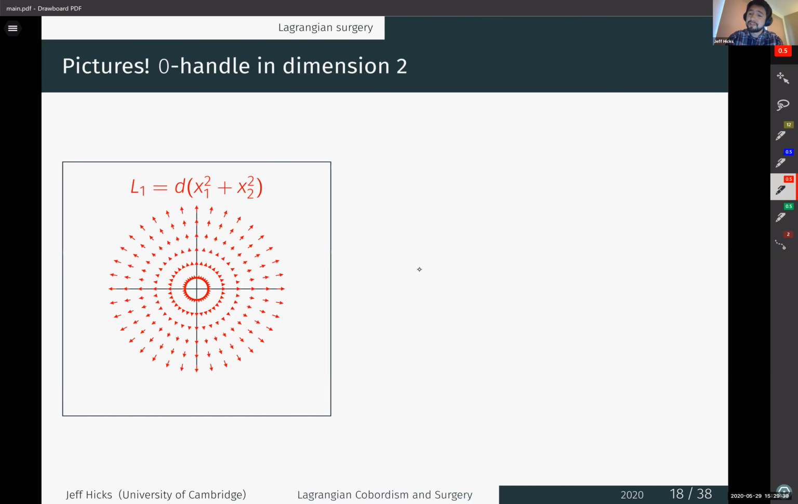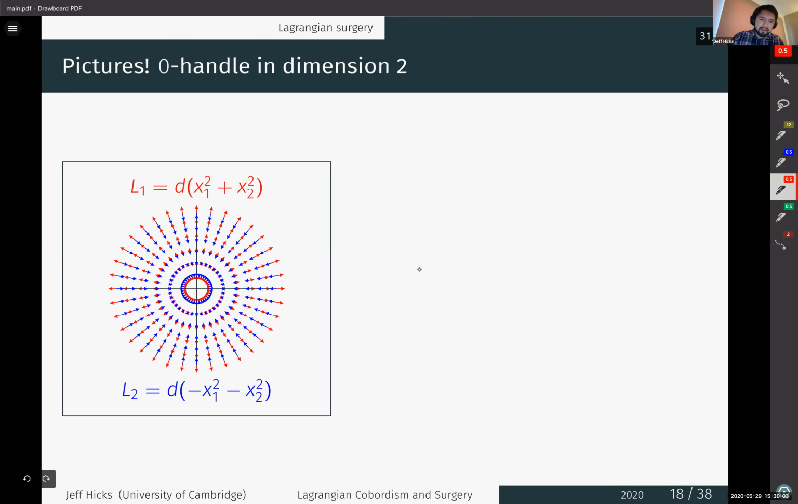So I'm going to draw some Lagrangians inside of T star R2. And the way that I'm going to draw these Lagrangians is that I'm going to represent them as sections of the cotangent bundle, and I'll represent those sections as vector fields. So here's one Lagrangian, L1. It's the graph of x1 squared plus x2 squared. Here's another Lagrangian drawn on top of it, the graph of minus x1 squared minus x2 squared.